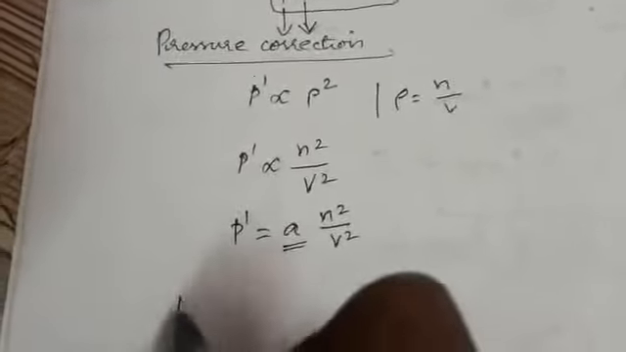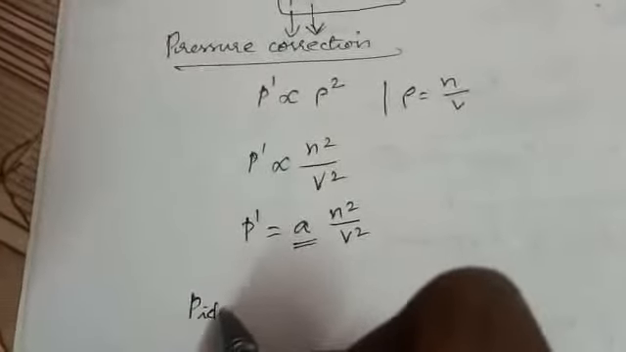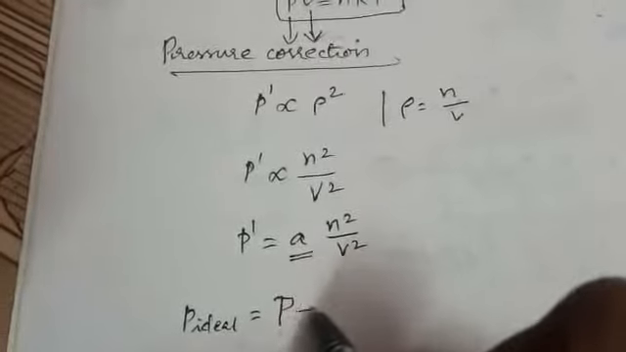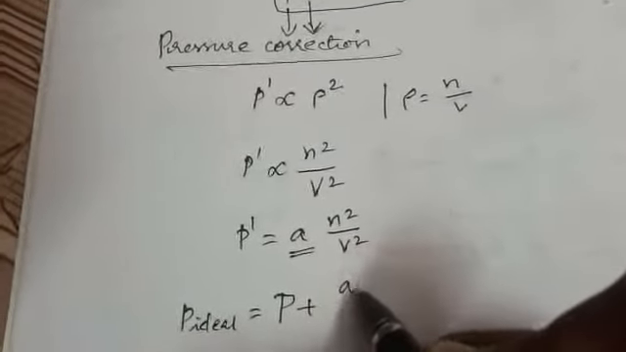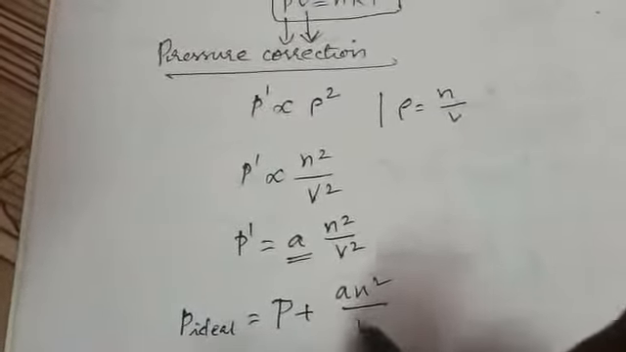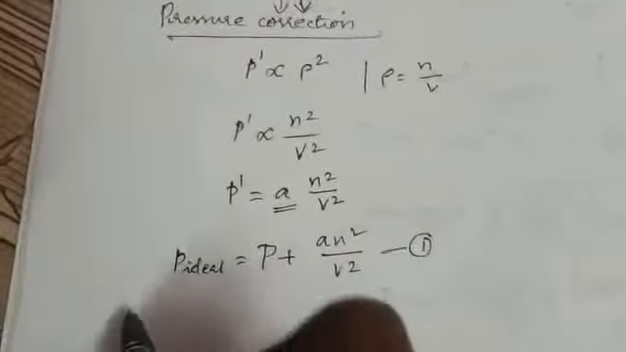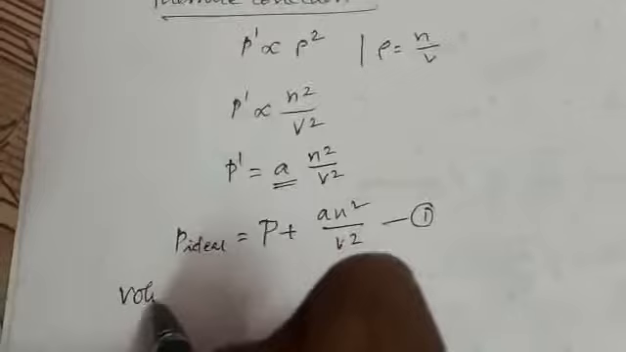Therefore, P ideal equal to P plus a n squared divided by V squared. Equation number 1. Next, the second correction, volume correction.